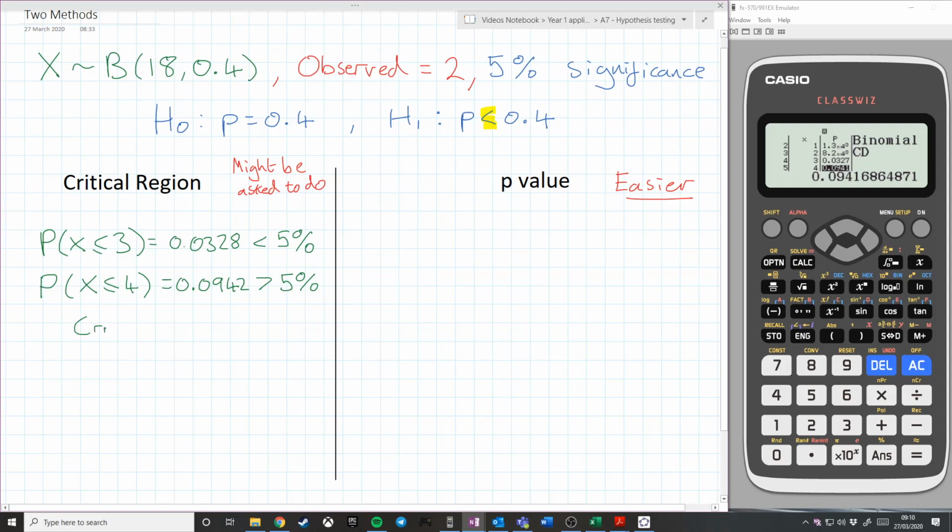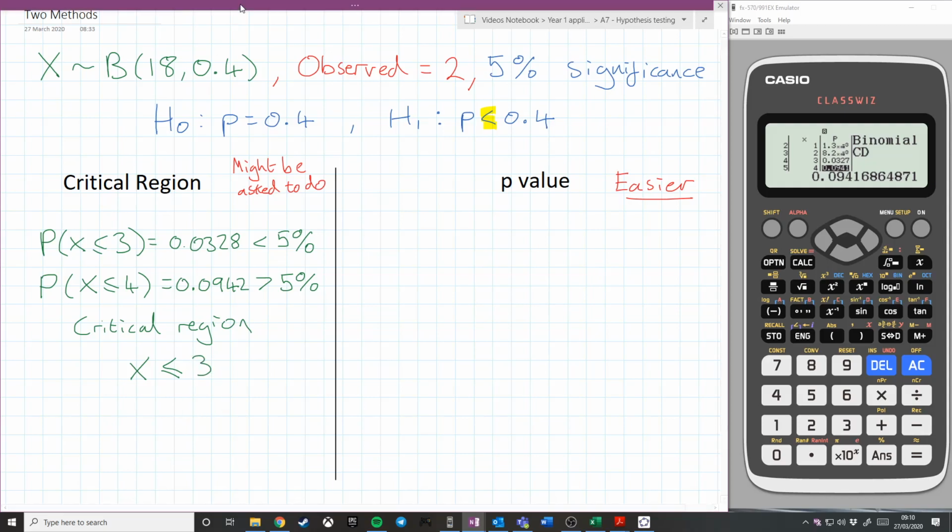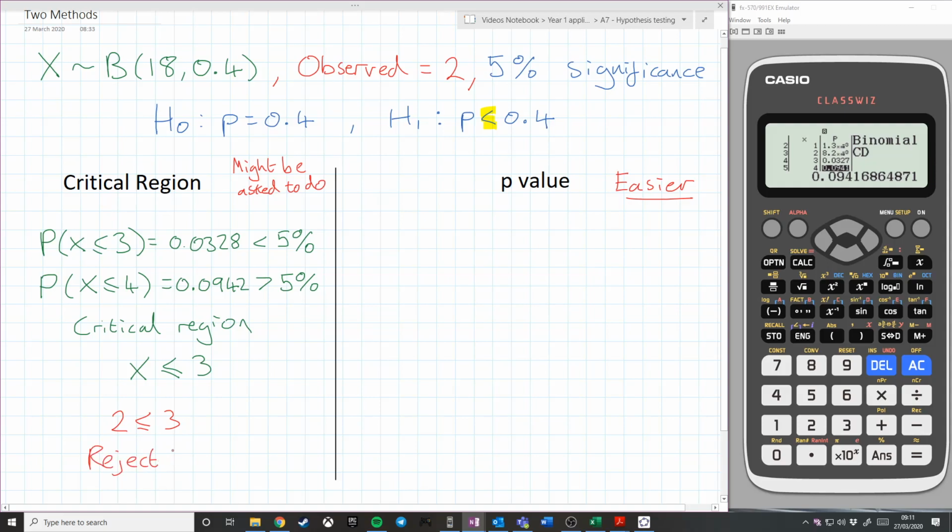The critical region is therefore x is less than or equal to 3, the bottom 5% of results. And so, if we observed 2, we could say 2 is less than or equal to 3, and so we are going to reject H0 because it is in the critical region. You would conclude that there is enough evidence to suggest that p is less than 0.4.